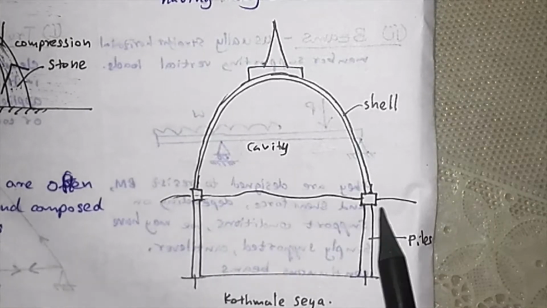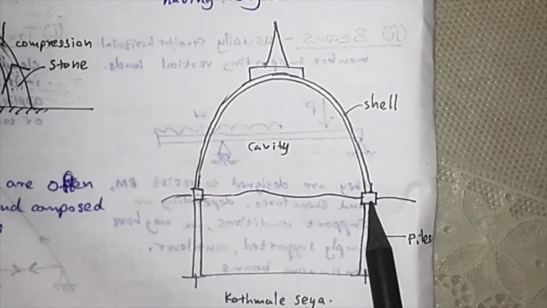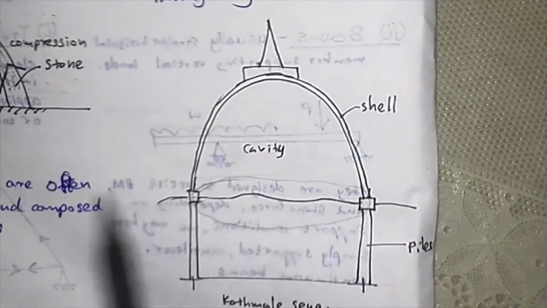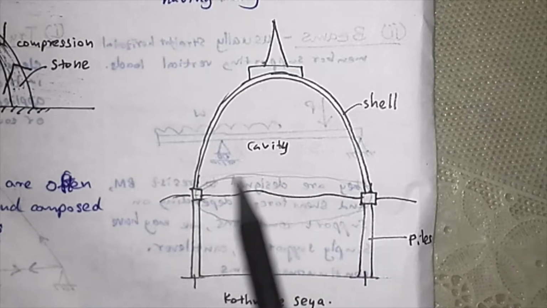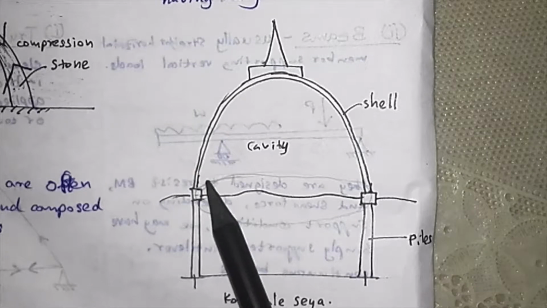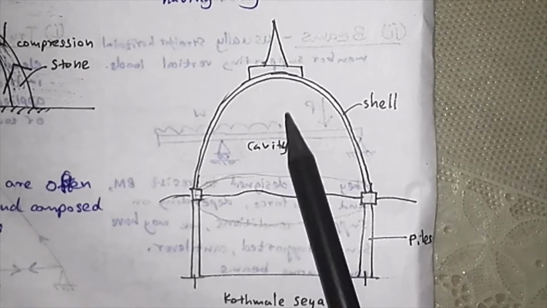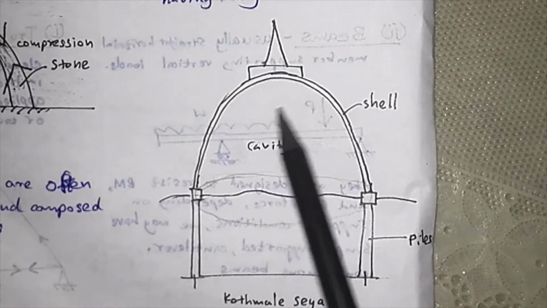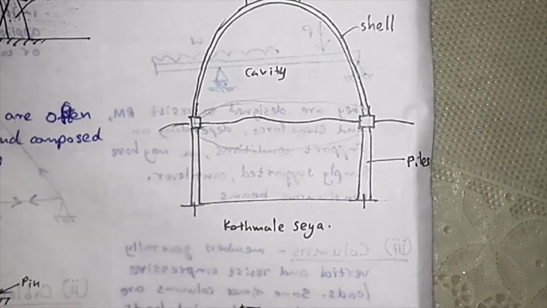You have piles which are driven to the bedrock, and on top of that you have pile caps. So this is in a circular direction. You have these things, and connected with these pile caps is a circular beam, and on that you can build this thick shell, and inside that you have a very big space and cavity. And these are some architectural parts which are common to pagoda structures. So this is Kotmale Saya, that is from the hill country of Sri Lanka.